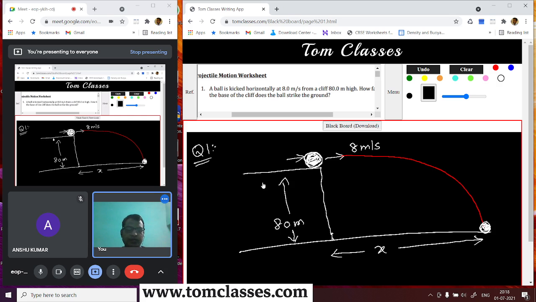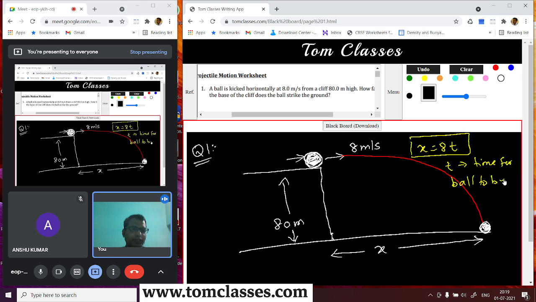So how to do it? First thing is that this distance x is nothing but 8 into time t, where t is the time the ball has been in the air, right? Is that okay?